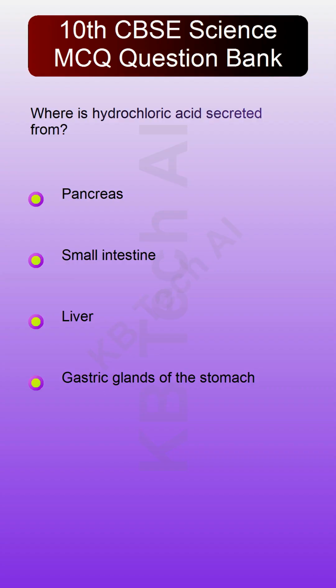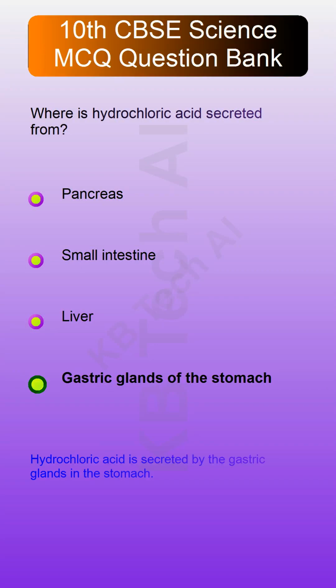Where is hydrochloric acid secreted from? Option 1, pancreas. Option 2, small intestine. Option 3, liver. Option 4, gastric glands of the stomach. The answer is, option 4, gastric glands of the stomach.